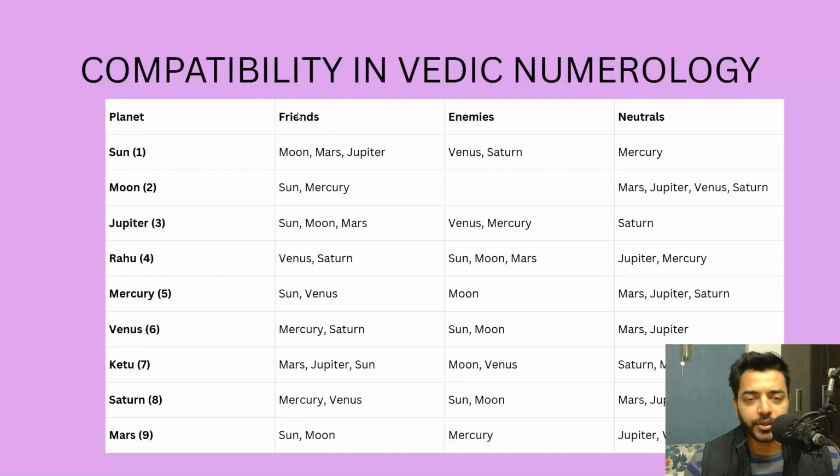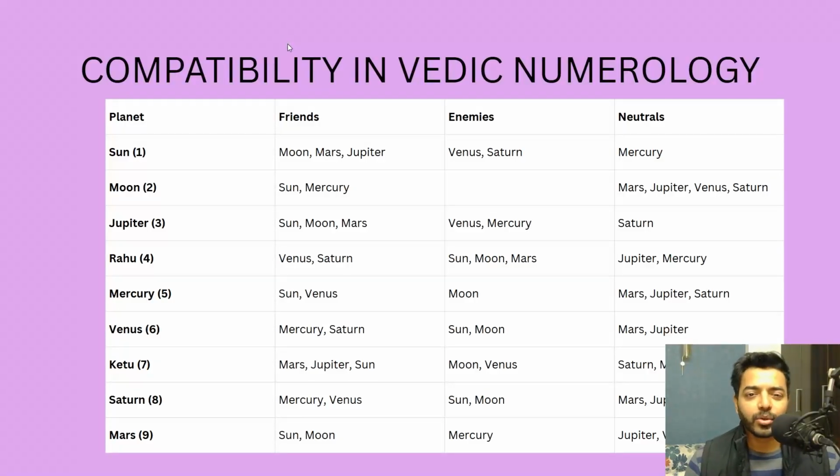Now, you need to understand, if say your Moolank is number 1, who will you be compatible with? If another person has a Moolank of 9, will you be compatible with that person? That is a simple question, right? Moolank is nothing but the personality, your personality. What are you from inside, right?